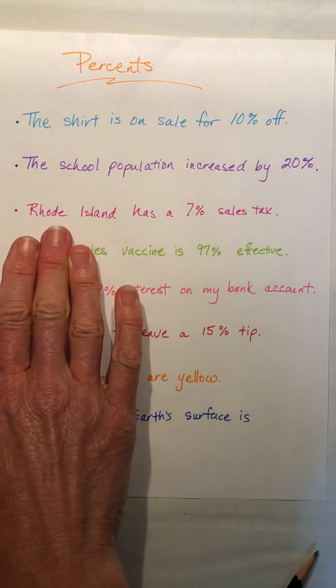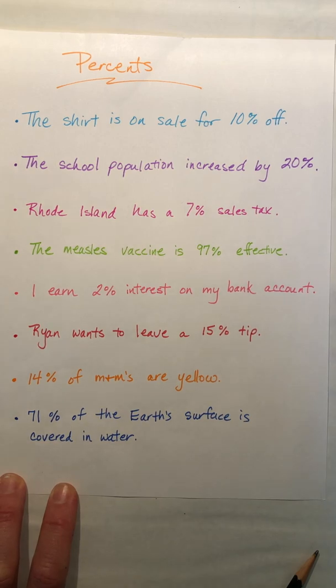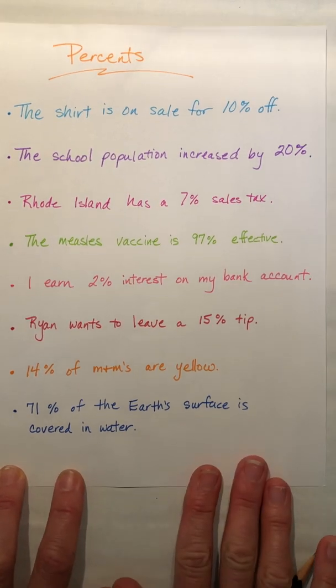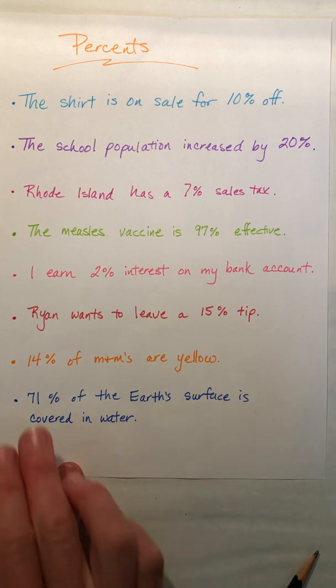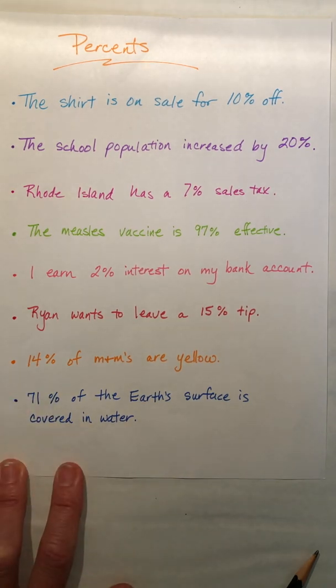Rhode Island has a 7% sales tax. The measles vaccine is 97% effective. I earn 2% interest on my bank account. There's a lot of percents in banking. Ryan wants to leave a 15% tip. 14% of M&Ms are yellow. And 71% of the Earth's surface is covered in water.